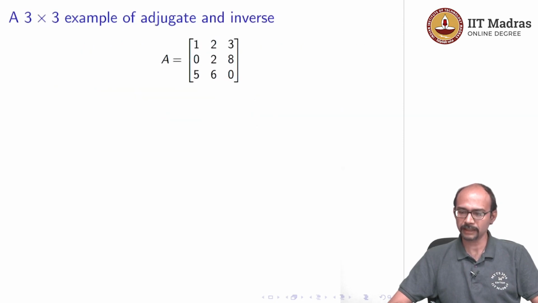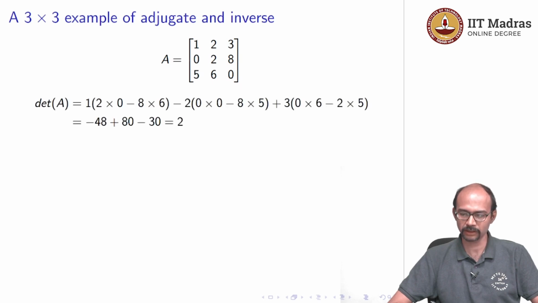Okay, so, let us see an example of the computation of the adjugate matrix. So, here is the matrix A, which is 1, 2, 3 in the first row, 0, 2, 8 in the second row, 5, 6, 0 in the third row. Let us compute its determinant first. Determinant of A is well 1 times (2 times 0 minus 8 times 6) minus 2 times (0 times 0 minus 8 times 5) plus 3 times (0 times 6 minus 2 times 5), and if you work that out, that is minus 48 plus 80 minus 30. So, that is 2. Okay.